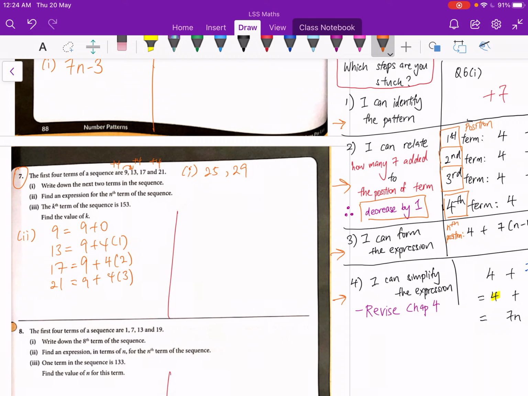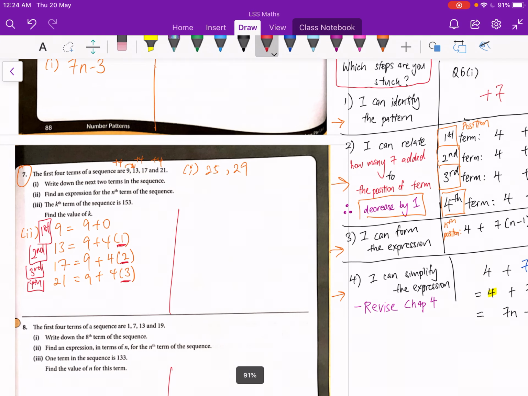When it's the first term, there's no 4 added. When it's the second term, there's 1 four added. When it's the third term, there are 2 fours added. When it's the fourth term, there are 3 sets of 4 added. So are you able to realize that the position of the term, that means the first, second, third, fourth of the number sequence, is always decreased by 1 whenever you want to find out how many 4s are added?